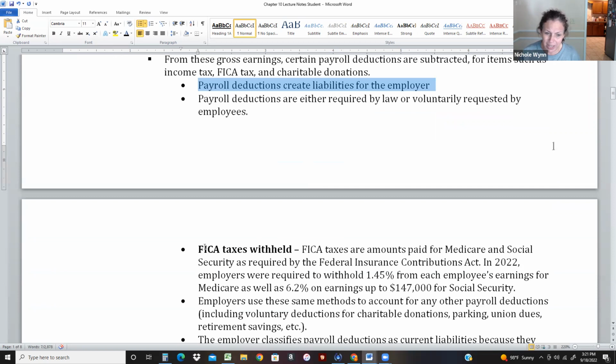So for FICA taxes, Social Security is 6.2% and Medicare is 1.45%. Medicare 1.45% is on all of your earnings. There's no limit. That Medicare money goes to pay your health insurance when you are over the age of 65. When you hit 65, you can start using Medicare as your insurance, and that's what the 1.45 goes to take care of. The 6.2 is for Social Security.